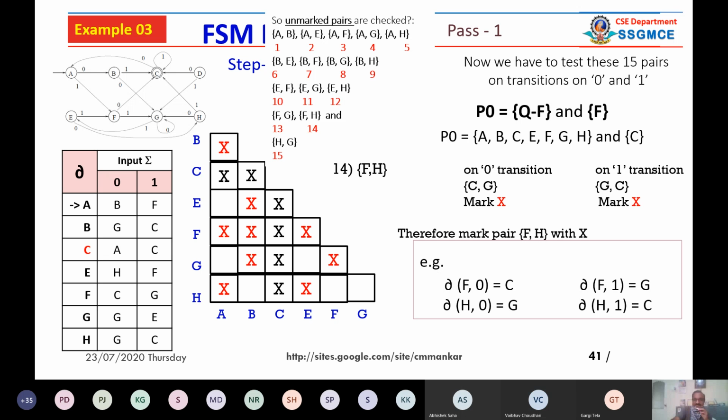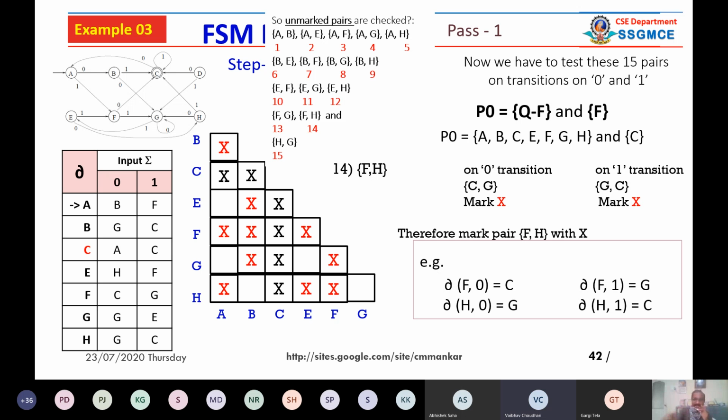Now FH is remaining. इसमें भी क्या हो रहा है कि on 0 and 1 both are going to distinguishable states. For example, on 0 they are going to CG, on 1 they are going to CG. So C is on the right side and G is on the left side. So ultimately we must mark FH as a cross like this.